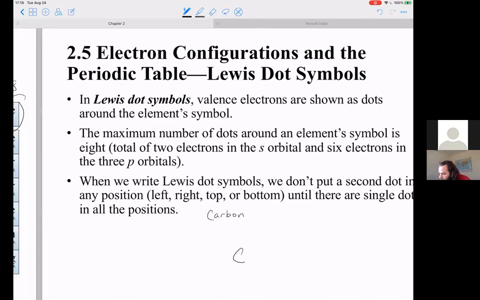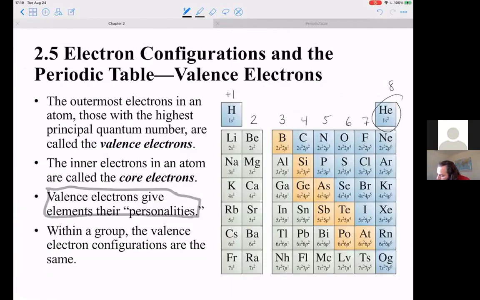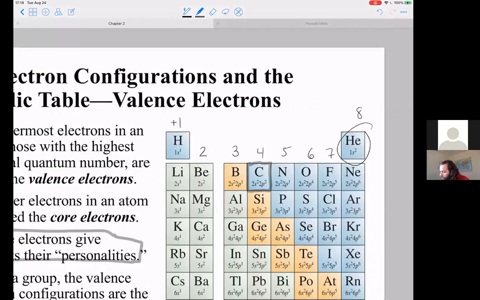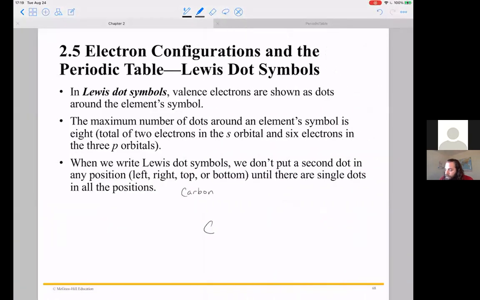So let's just go back real quick. How many valence electrons does carbon have? It's got 2 electrons in an s orbital and 2 electrons in a p orbital for a total of 4 valence electrons. So that means that the dot structure for carbon would have 4 dots all around it.